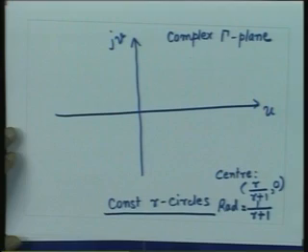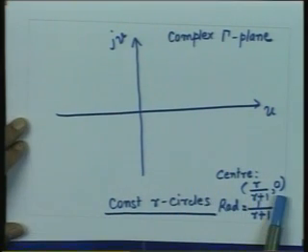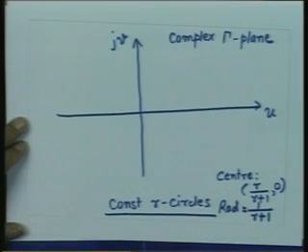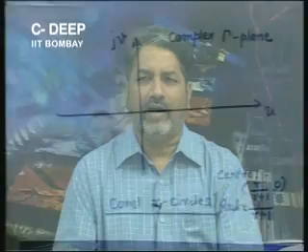So, the constant resistance circles have a center which is r upon r plus 1 comma 0, and its radius is 1 upon r plus 1. Let us now try to plot this circle for different values of r. So, let us vary the value of r from 0 to infinity, and then see how these circles will get plotted on this complex gamma plane.